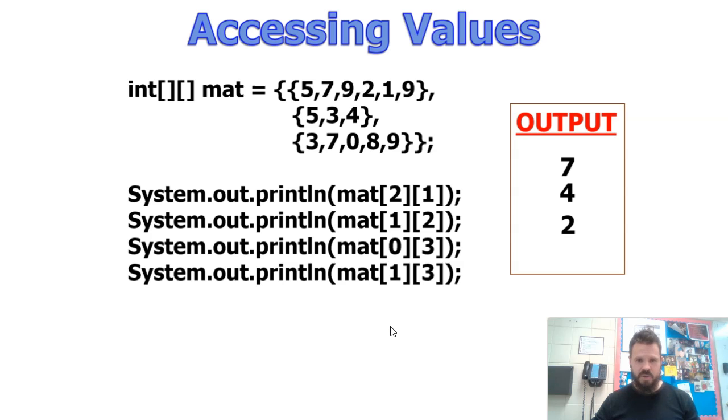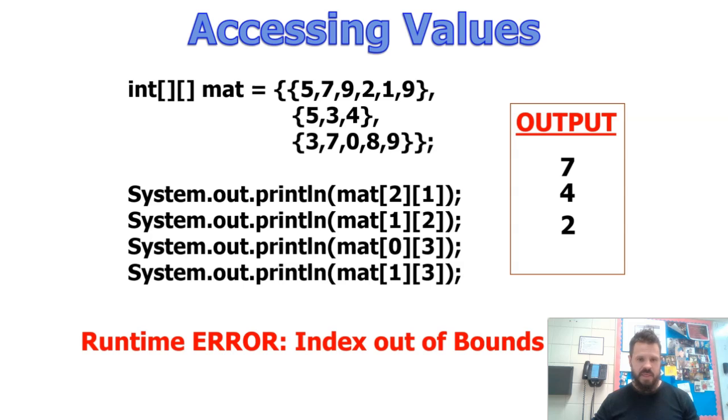Let's see what the last line of code does. Mat at [1][3]. That would give me a runtime error, index out of bounds. Well, let's see why. If I'm in the first array at spot 0, 1, 2, there is no third spot here. So we get out of bounds.